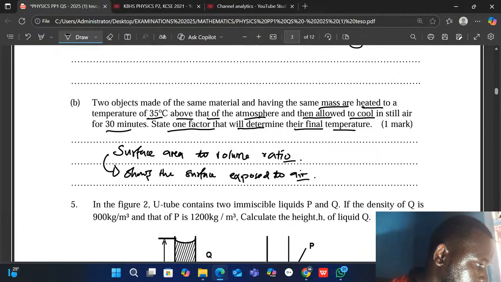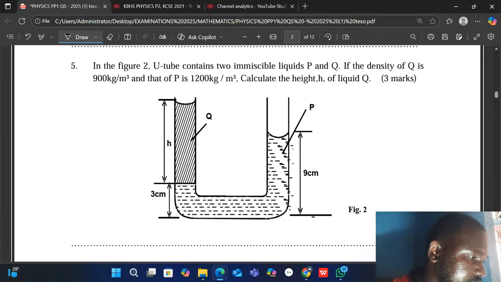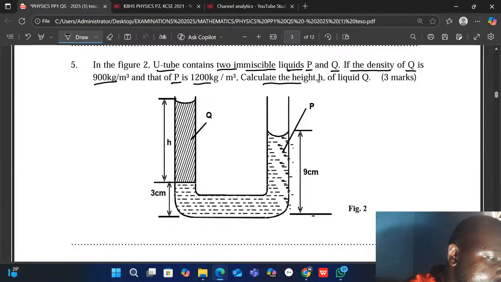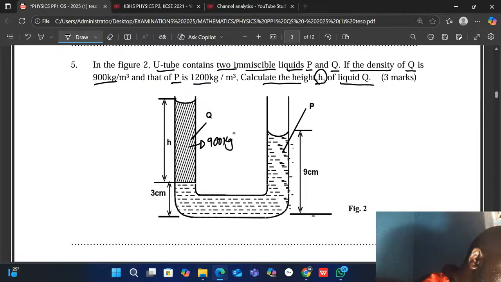Question 5. In the figure, a tube contains two immiscible liquids, P and Q. If the density of Q is 900 kilograms per cubic meter, that of P is 1,200 kilograms per cubic meter, calculate the height H of the liquid Q. So we are given that the density here is 900 kilograms per cubic meter, and this one is 1,200 kilograms per cubic meter.